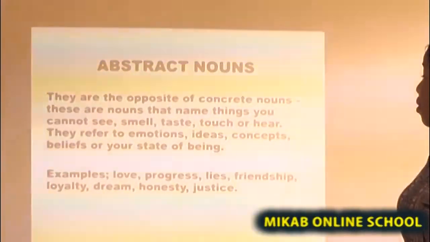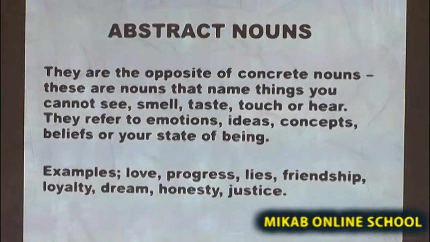What is abstract noun? They are the opposite of concrete nouns. Abstract nouns are the opposite of concrete nouns. These are nouns that name things that you cannot see, you cannot smell, you cannot taste, you cannot touch or hear. They refer to immaterial things. They can be called immaterial things because they do not have physical appearance. They cannot be observable except you feel them.